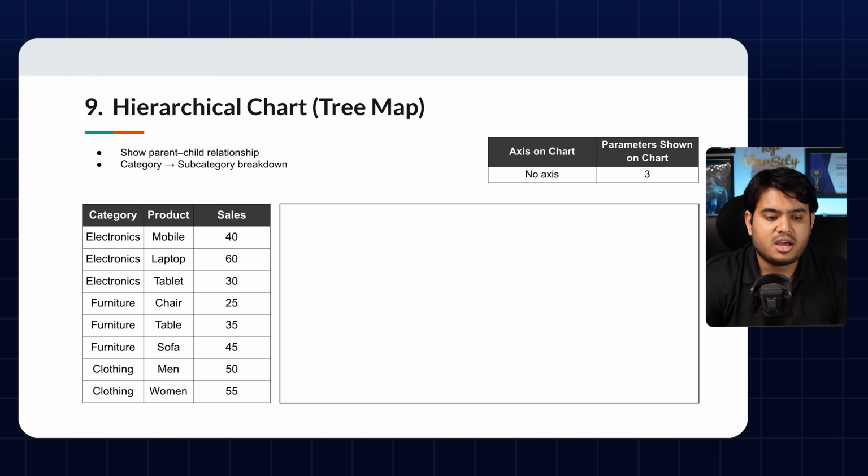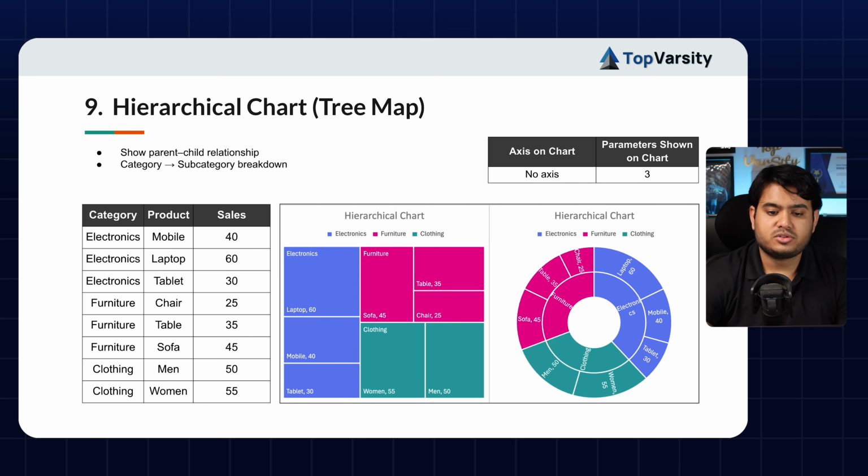Let's go to the next chart, which is our hierarchical chart. So this is a kind of relational or tree map. It will show you the parent child relationship. So for example, let's take an example of this. So we have category, products and sales.